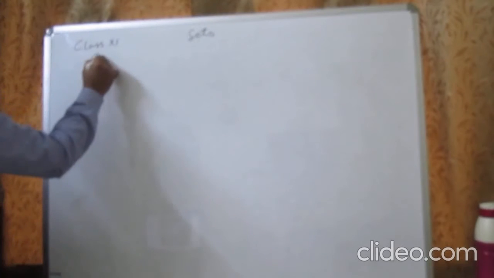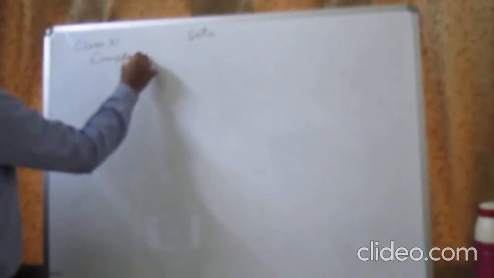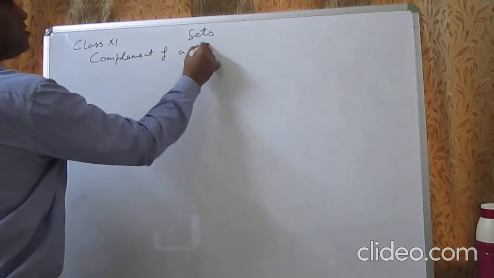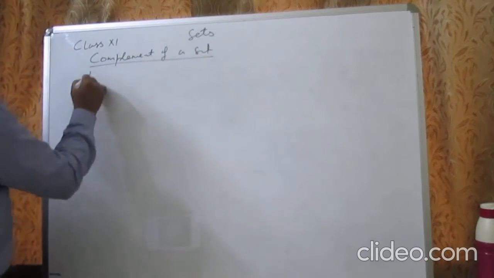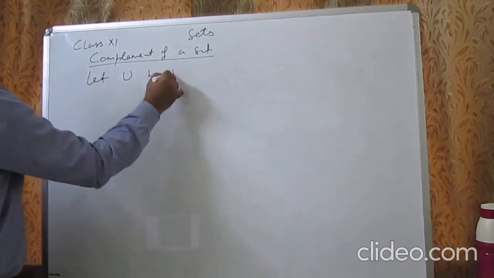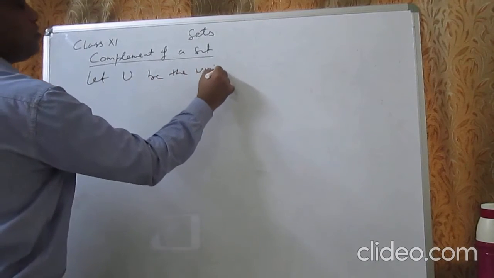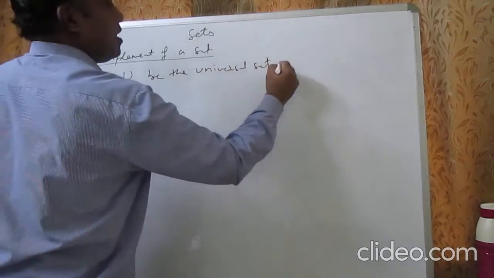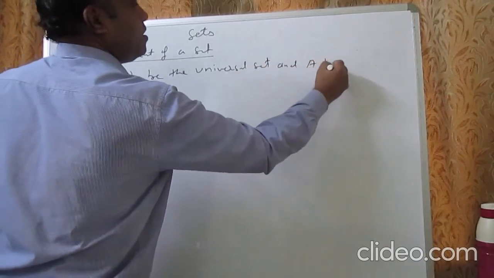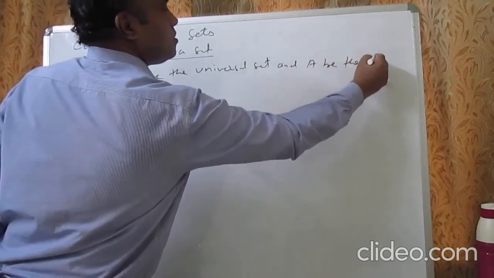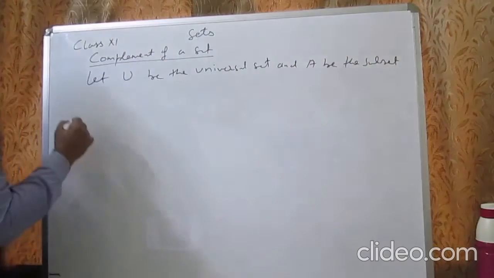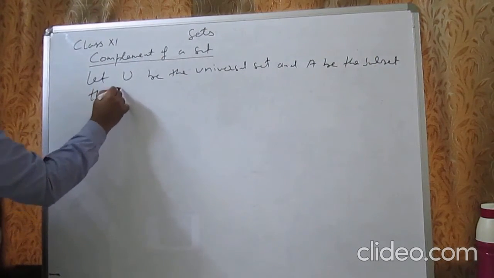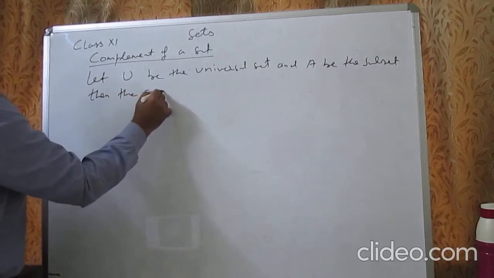Chapter 1, Sets. Complement of a set. Let U be the universal set and A be the subset, then the complement of A.